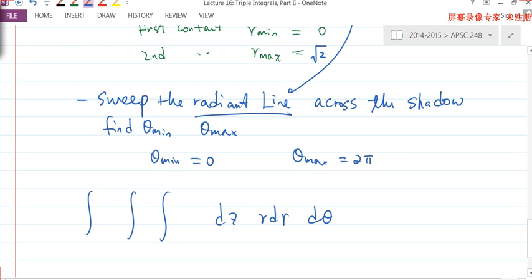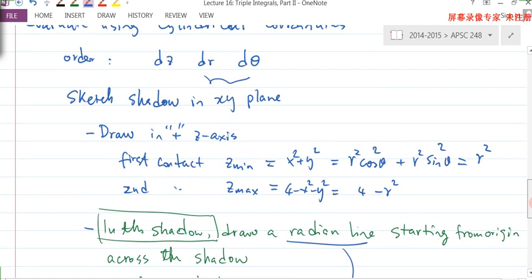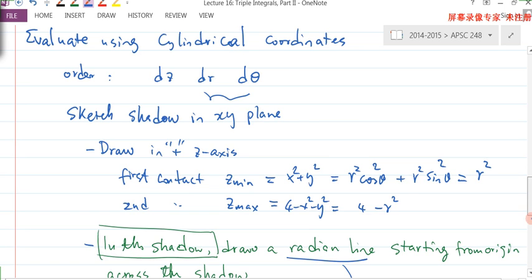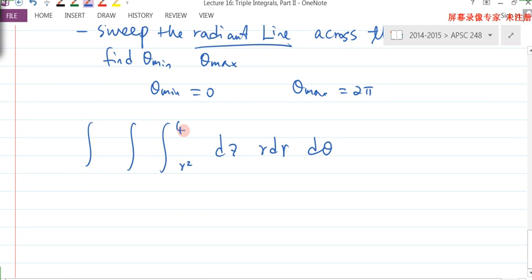So dz, as we find, is r squared to 4 minus r squared. And the r limits are 0 to root 2, and theta is 0 to 2 pi. So this way, you have a unique sweep through the region D, and no redundancy. So let's try this integral out to see if there's any difficulty with this one.